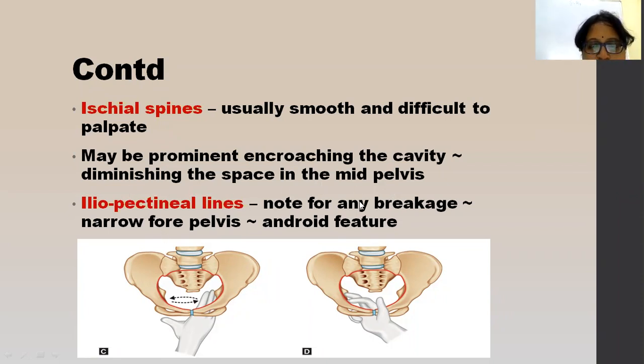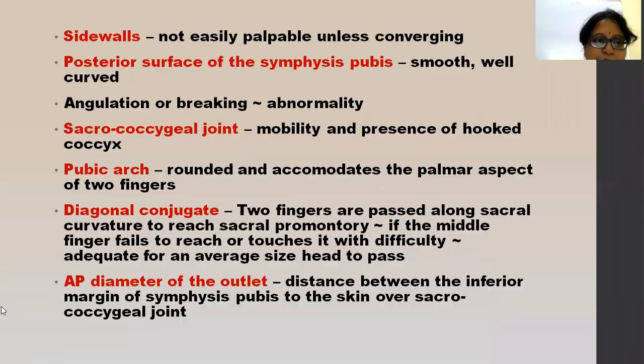Next is the iliopectineal lines. You have to note for any breakage in the iliopectineal lines. This is how you are palpating for the ischial spines, and now you are looking for the iliopectineal line, and you have to note for any breakage in it, because if there is any breakage, the forepelvis is narrowed, which is the feature of android type of pelvis.